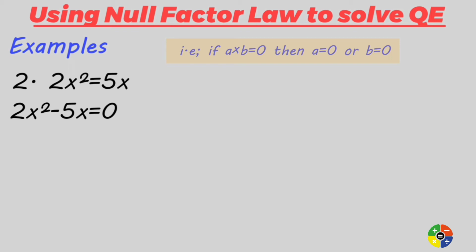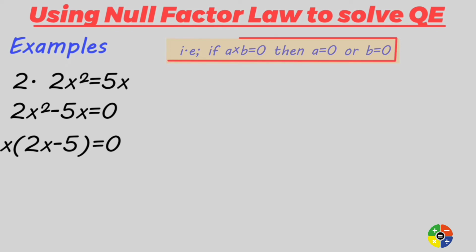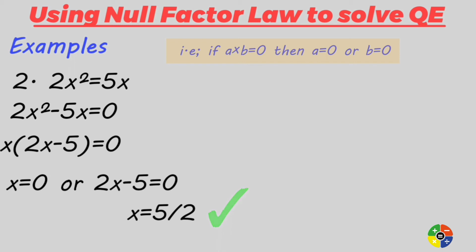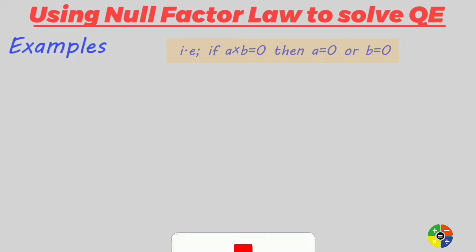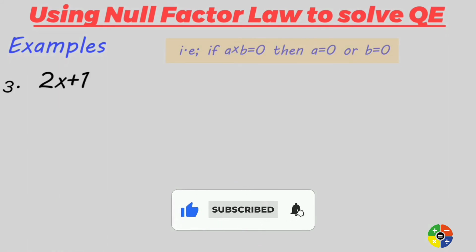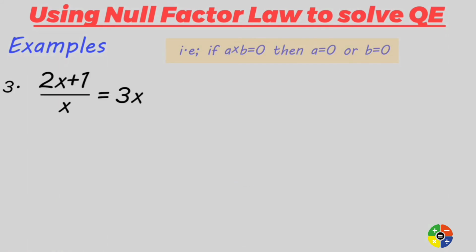Factorizing x, we get x(2x minus 5) is equal to 0. Applying the Null factor law, we have x is equal to 0 or 2x minus 5 is equal to 0. Now, adding 5 to both sides, followed by dividing both sides by 2, we obtain x is equal to 5 divided by 2. This equation can equally be verified in the same way as above. You can do that. What about 2x plus 1 divided by x is equal to 3x?